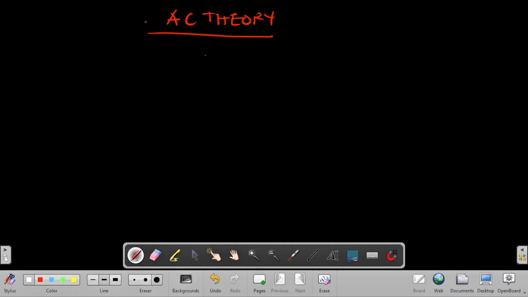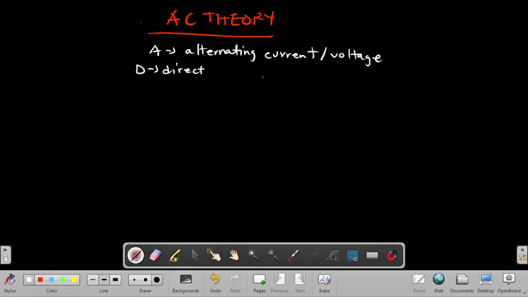AC theory, or you can say AV theory, okay? So AC, the A is standing for alternating, right? So it can be alternating current or alternating voltage. We use alternating current or voltage for a particular category of voltage and current. In our previous lessons in applied electricity, we looked at DC, right? The D there was for direct, okay? So when you talk about direct current, direct voltage, it means that everything is direct.